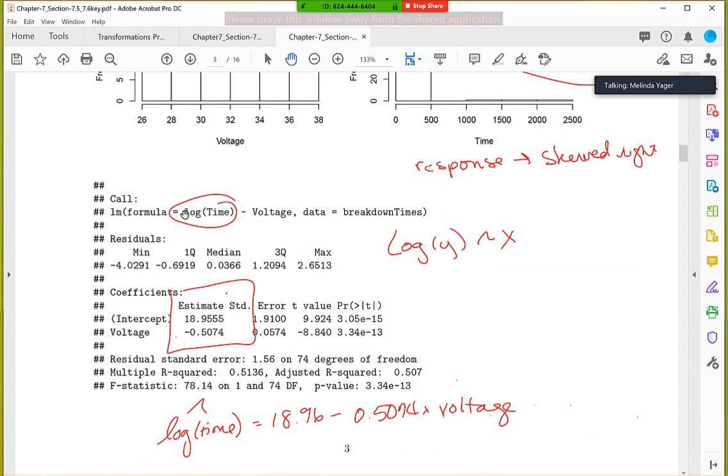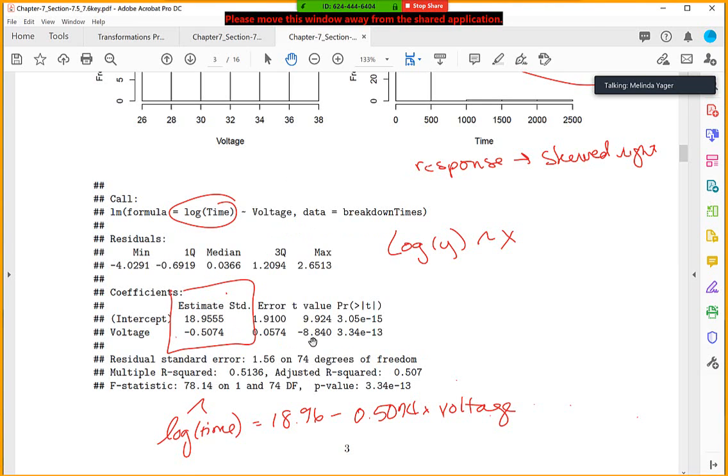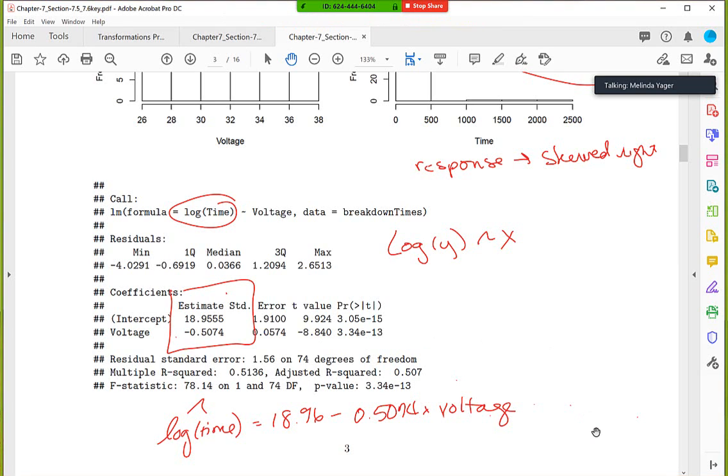So we're taking log Y distributed by our X variable of voltage. We get our estimates the same way. We could also, if we did a test, use that same T value. This would show the test statistic, the negative 8.84, for testing the slope. And again, we can see a small p value here, but just so you know, you're looking at the same kind of tests.